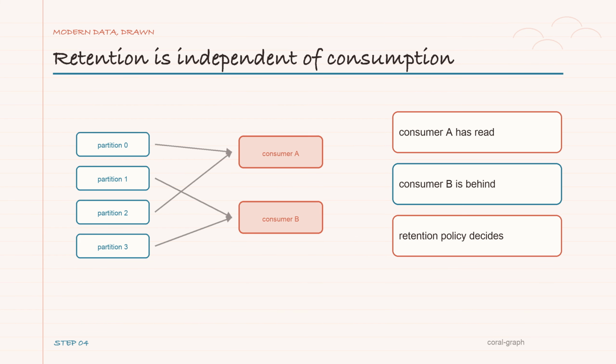Kafka keeps records according to configured retention rules, not because one particular consumer has or has not read them. Several groups can reread retained events independently. This is the part that usually makes the whole concept click. Read the drawing from one idea to the next. Consumer A has read, then consumer B is behind, then retention policy decides.